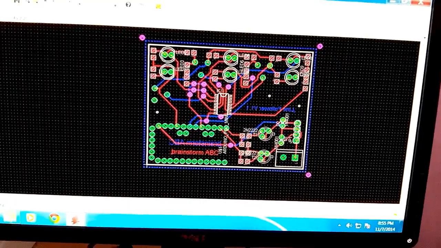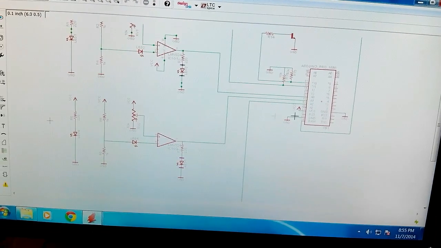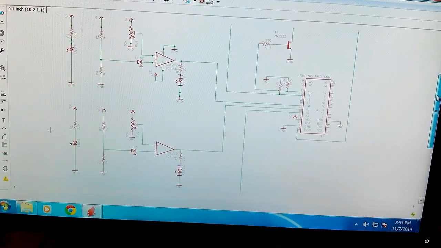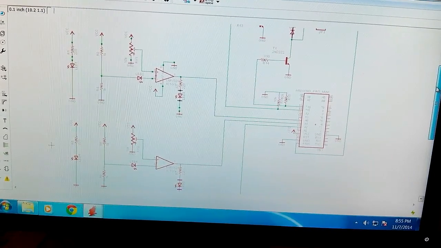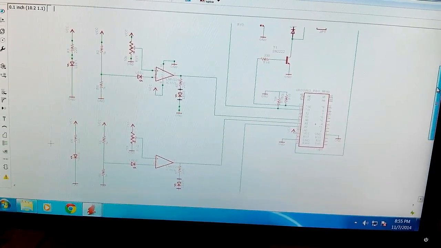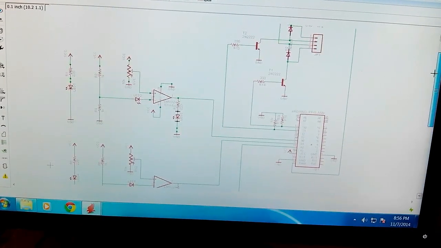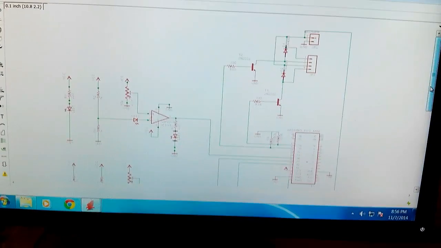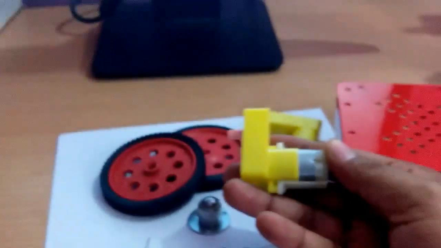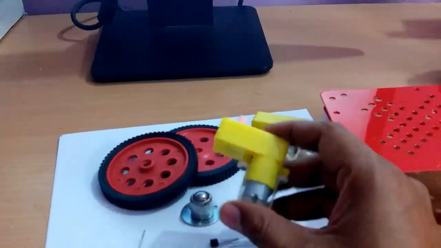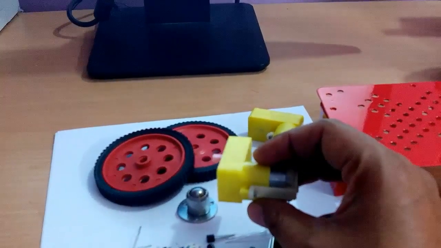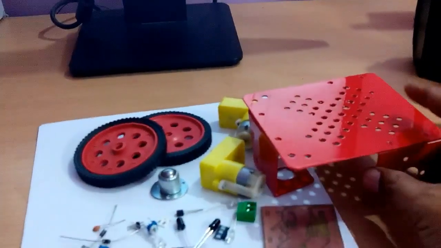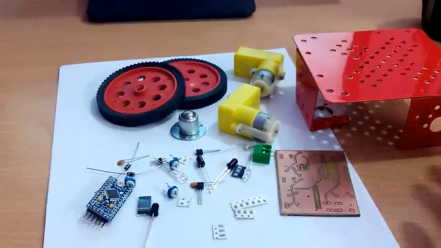a board, and here it is, the schematic for the line follower. We are using three infrared sensors and LM324 to amplify the signal of the infrared sensor LED, and we'll send these signals to the microcontroller, and also we are going to use two small gear DC motors, and we'll control these DC motors by PWM signal.